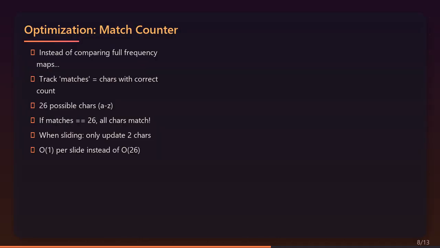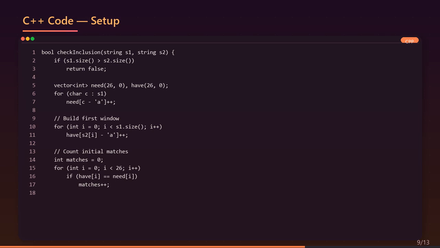One optimization. Instead of comparing the entire frequency map every time we slide, track a match counter. There are 26 possible lowercase letters. For each letter, if the count in our window equals the count we need, that's a match. If all 26 letters match, the window is a permutation. When we slide, we only change two characters, the one entering and the one leaving. So we update at most two match values per slide. Constant time per step. Here is the code.